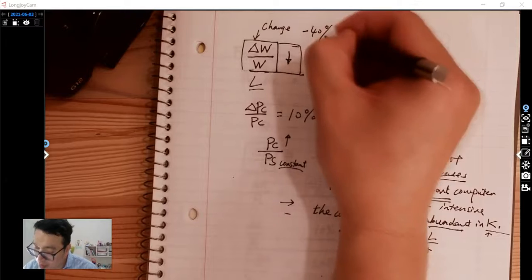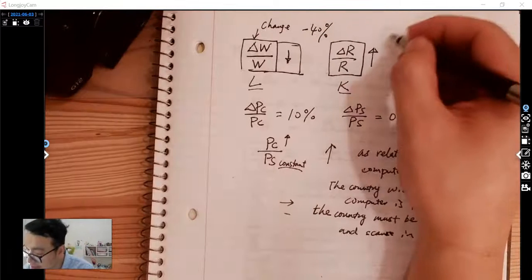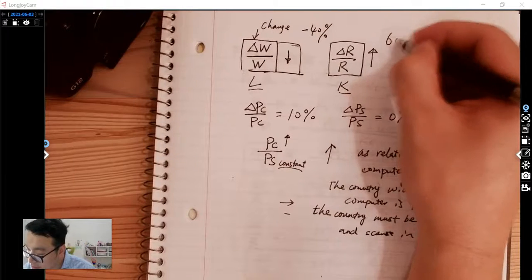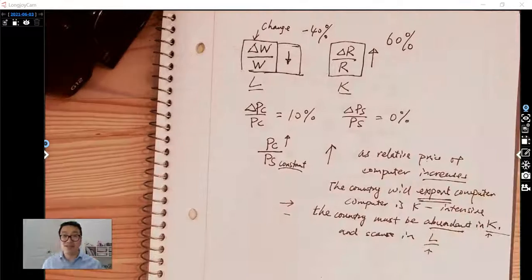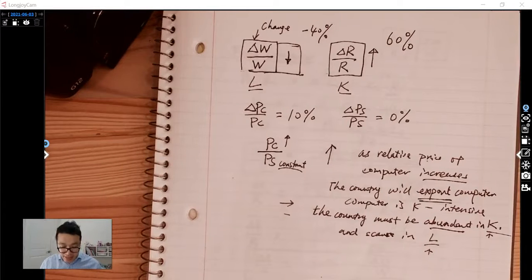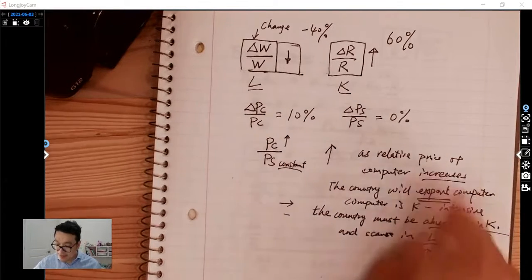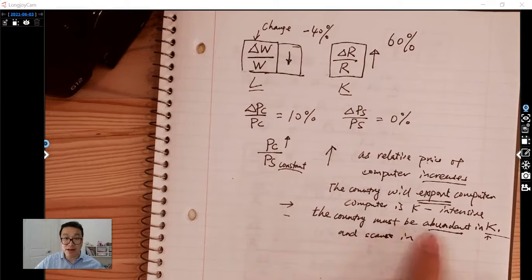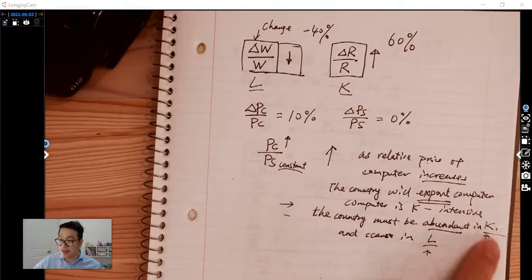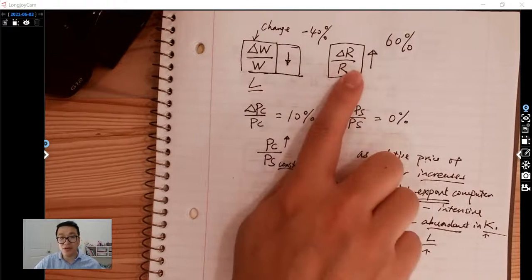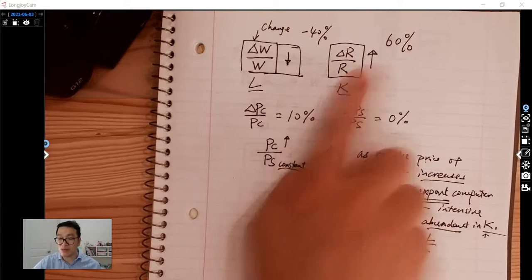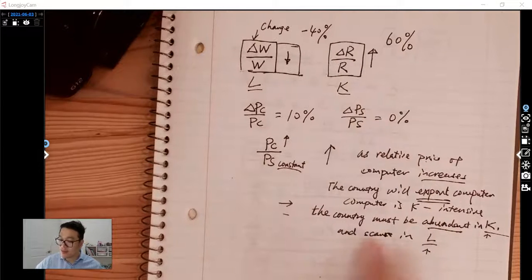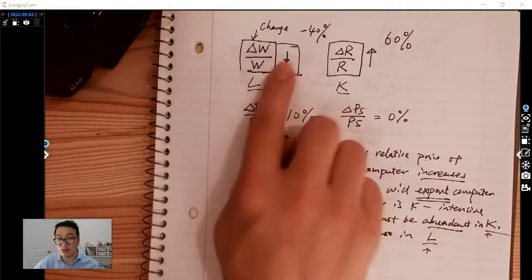The wage rate decreased by 40%. The rental rate increased by 60%. And it does conform that this country must be capital abundant, and the abundant factor, capital, will gain because the rental on capital will increase by 60%. And the scarce factor is labor. The labor wage rate will decrease.